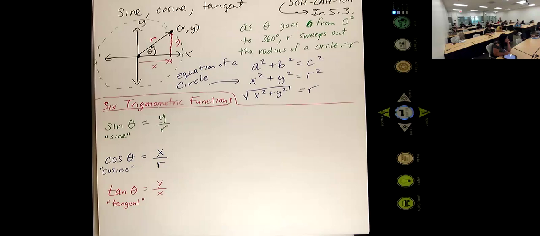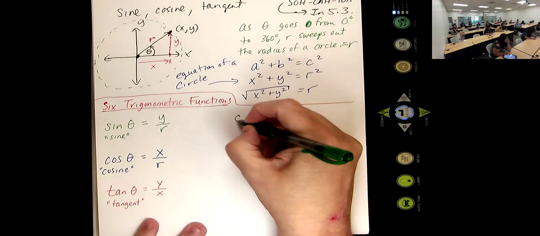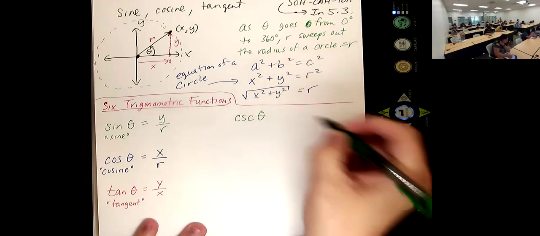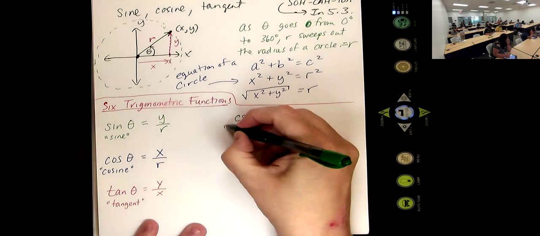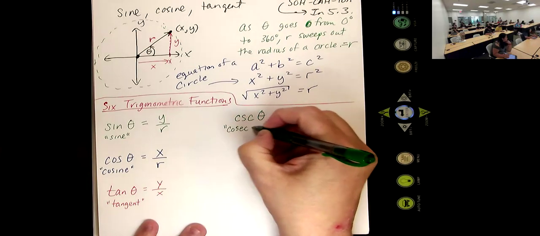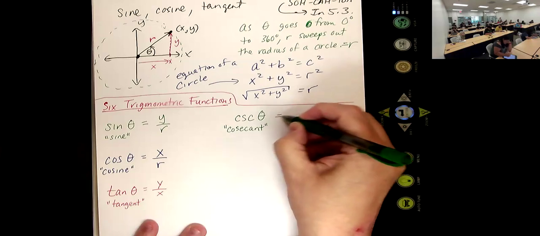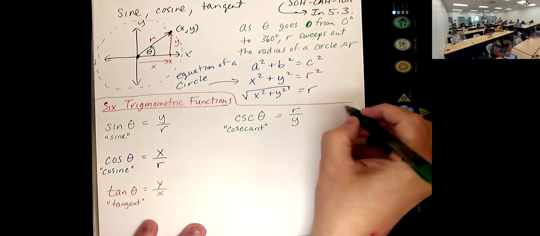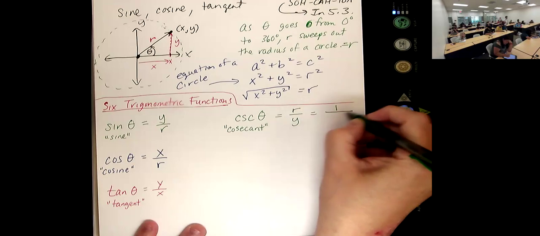That's probably the form you're the least familiar with if you know SOHCAHTOA. Most people that have done triangles a little bit before know SOHCAHTOA, but don't remember this. But this is actually the more important one. Then we have the three that are related to it. Sine is paired up with CSC theta, pronounced cosecant. It is r over y, which is the same thing as 1 over sine theta.